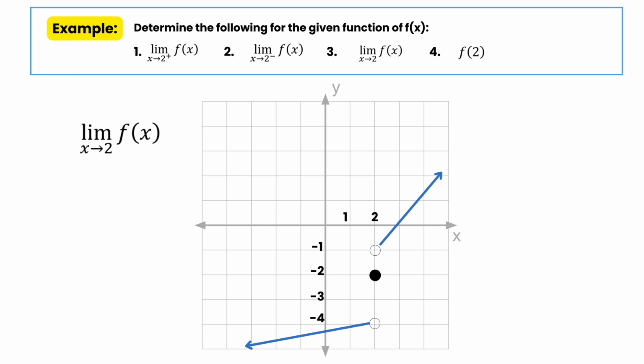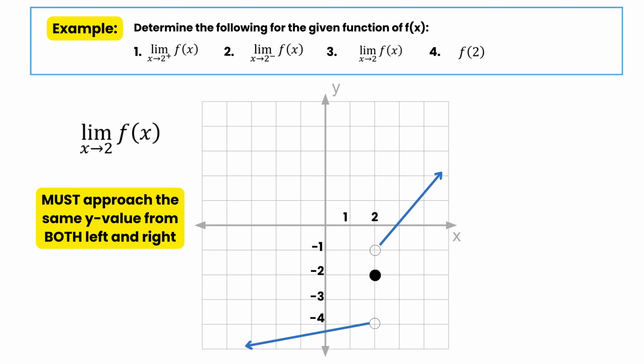In the third question, we can see there's no little plus or minus next to the limit approach, which means this is a full limit, not a one-sided limit. This means that for the limit to actually exist at a certain point on the x-axis, the graph has to aim for the same y value from both the left and the right side.